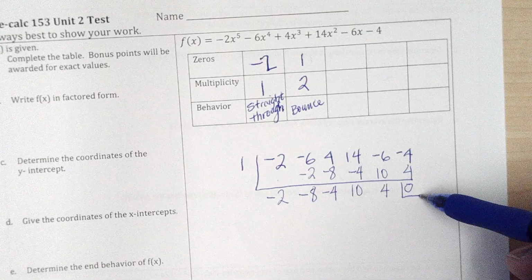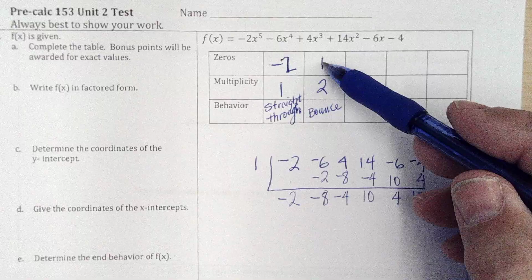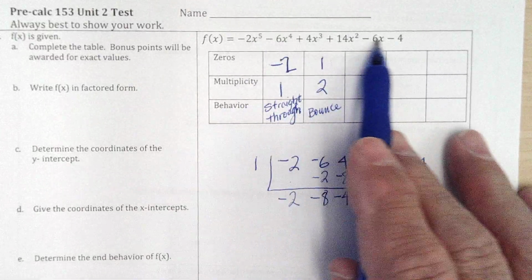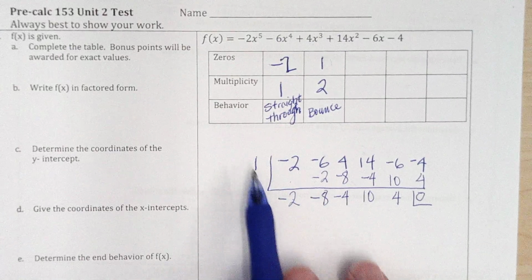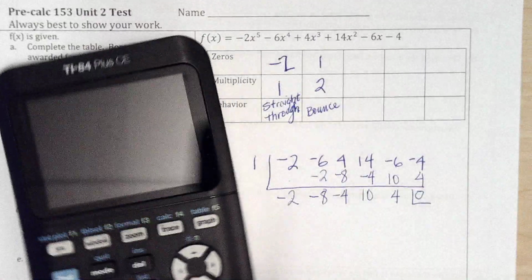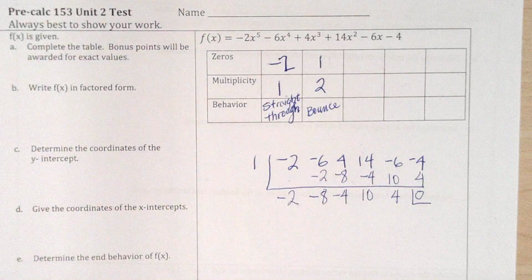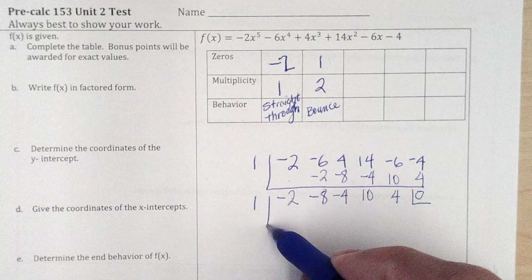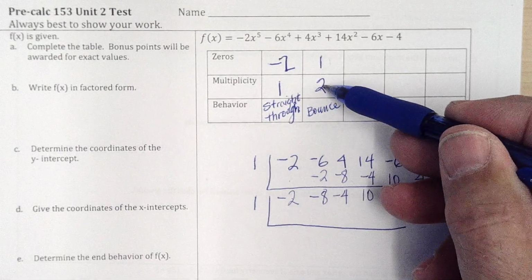And if it doesn't come out to be 0, then either this was not a zero, or I forgot to put a 0 in for one of the powers that I didn't have, or I've done my arithmetic wrong, or I didn't use a zero. Something's got to be wrong if it didn't go in evenly, if it is a zero on the graph. And it looks like 1 goes in again, because it was a bounce, a multiplicity of 2.